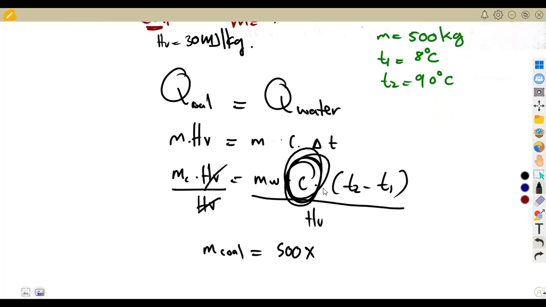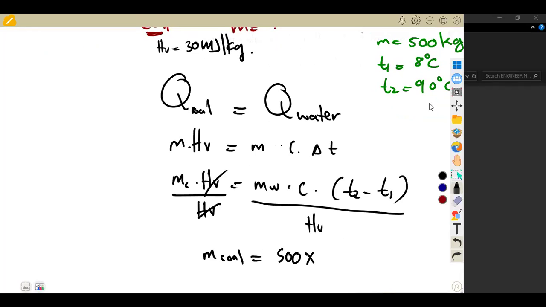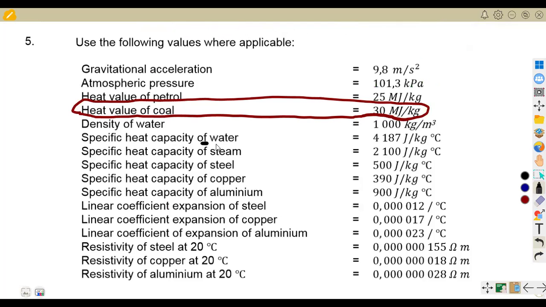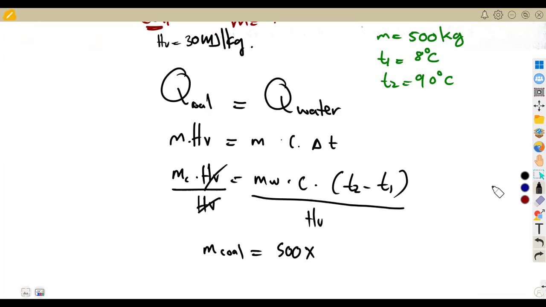times the specific heat capacity of what? Of water, which we are also given from our formula sheet here. We've got the specific heat capacity of water. I just want us to check here what we have. Here, the specific heat capacity of water is 4,187. This is joules per kilogram degree Celsius. So that is 4,187 joules per kilogram degree Celsius.